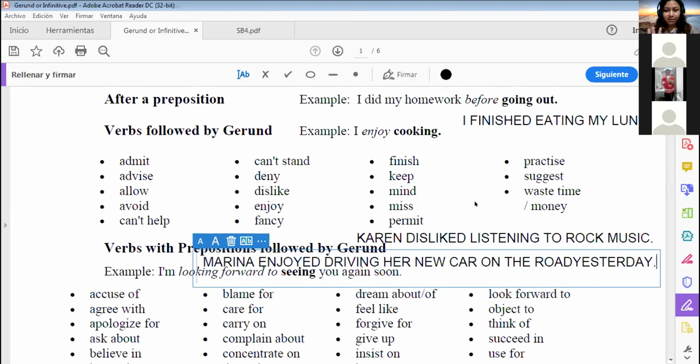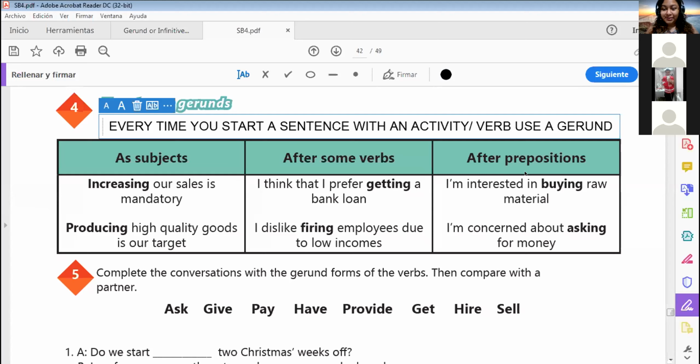Okay, so this is for the time being. Now, this is the second rule, right? What is the third one? Do you guys remember? The third situation is after a preposition.